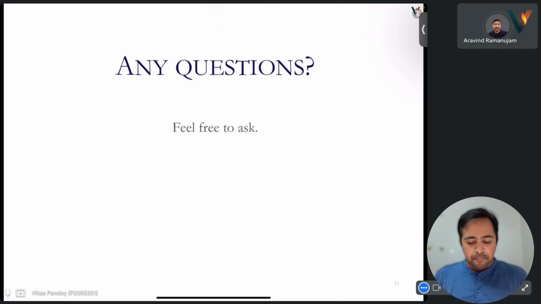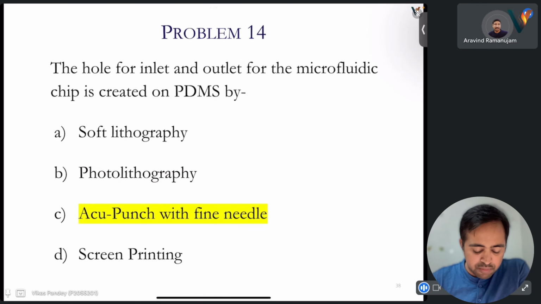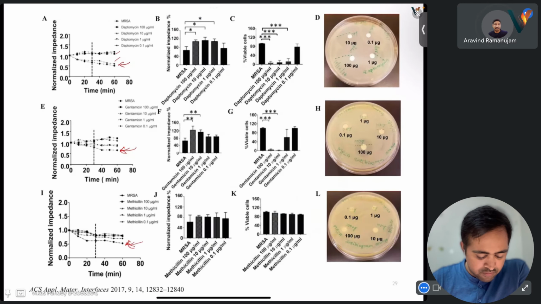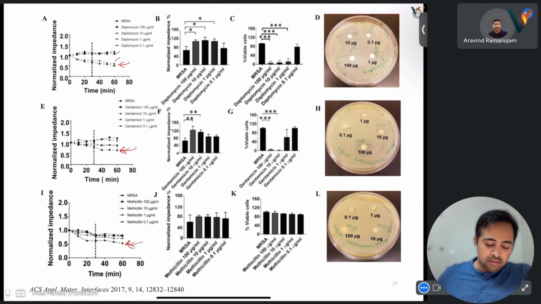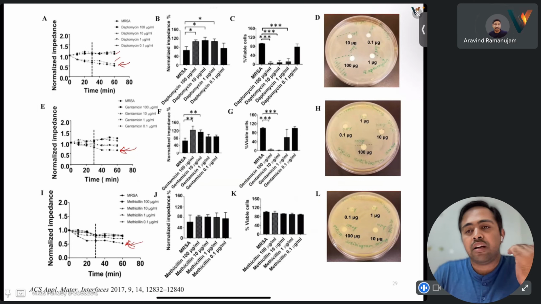Any other questions or anything you are not able to get, you can ask. In one of the graphs, it was shown normalized impedance on the y-axis. Is the normalized impedance not supposed to be between 0 and 1? But here it was more than 1. How is it possible? It is based on taking a certain value.